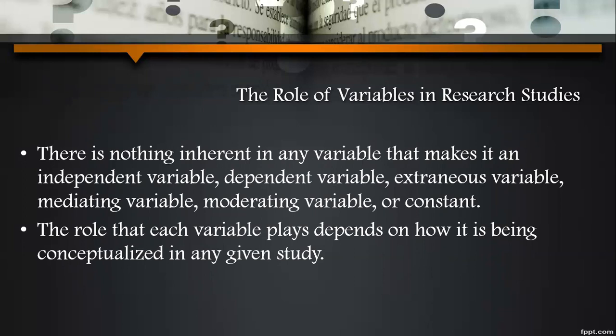So the way in which one researcher may conceptualize it, or the role that one researcher may assign to a particular variable, may be different than another researcher. And a lot of times the way we even know to assign certain roles to certain variables in our study is by looking again at the literature. What have others done, right?